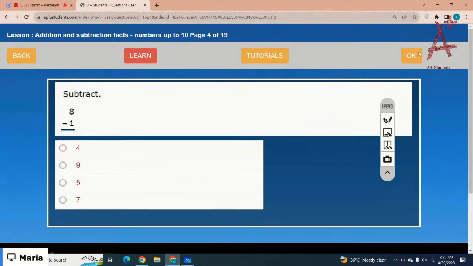Okay, the next one is 8 take away 1. So you have to start with 8 and go back 1. So 8 take away 1 is 7. The correct option is 7.